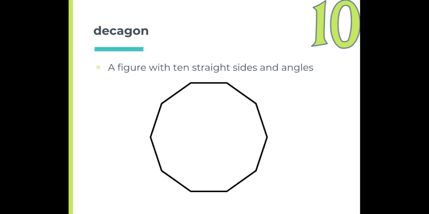Decagon is a figure with 10 straight sides and angles. I think of pentagon, polygon, hexagon, octagon, nonagon. We've talked about lots of figures. So decagon is a 10-sided figure. On your homework beside decagon, please draw your best decagon.